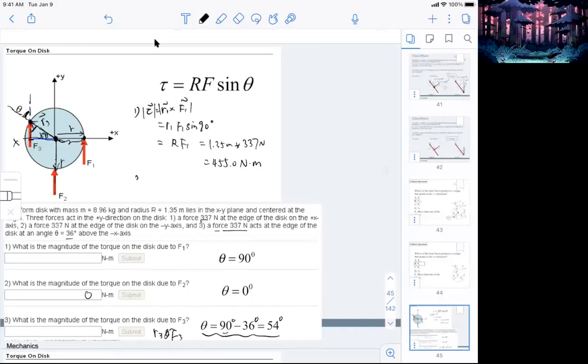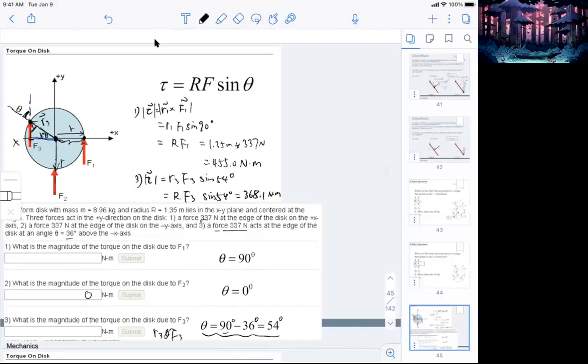So the third torque is going to be R3 F3 sine of 54 degrees. R3 is again the radius, F3 is 337, and you can calculate the torque in Newton meters.